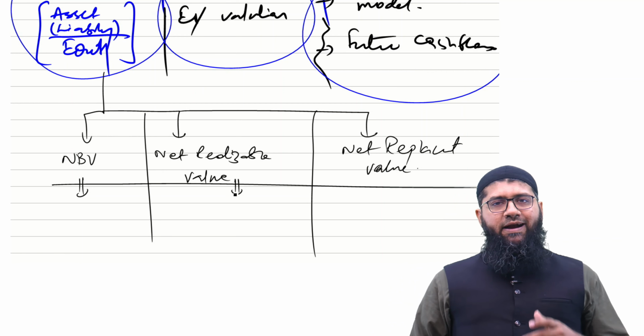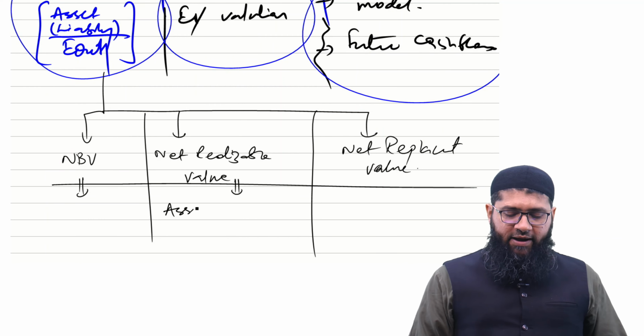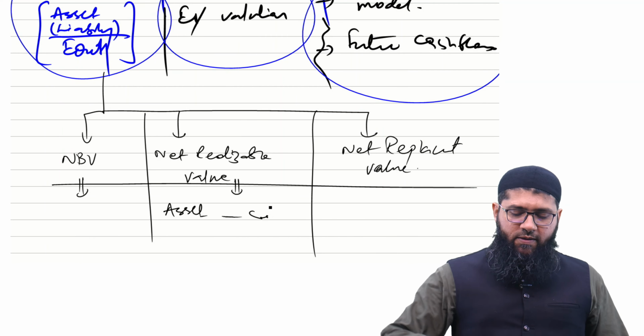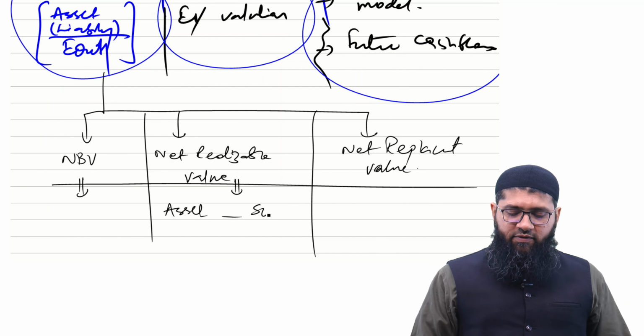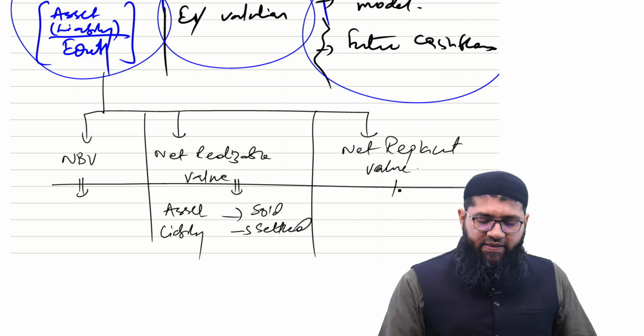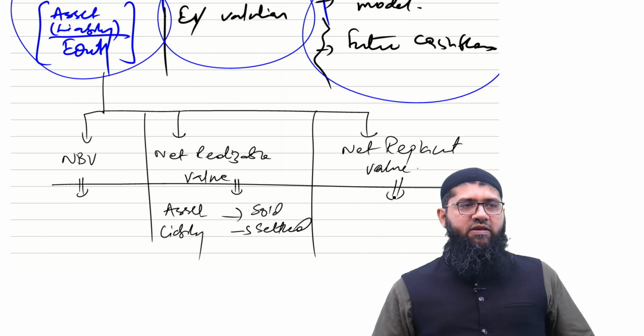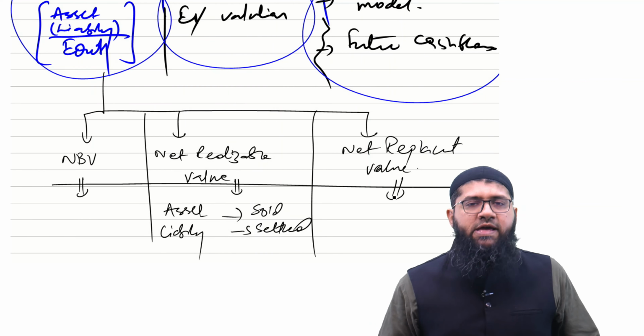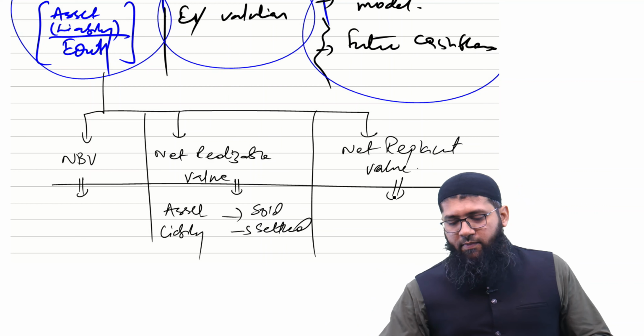When we talk about the net realizable value, it's the value at which the asset could be sold. I repeat, it's the value at which the asset could be sold. It's the value at which the liability could be settled. That's what the net realizable value is going to be. And then we have the net replacement value, which is, if you want to buy similar types of assets, what value are you going to be buying at?